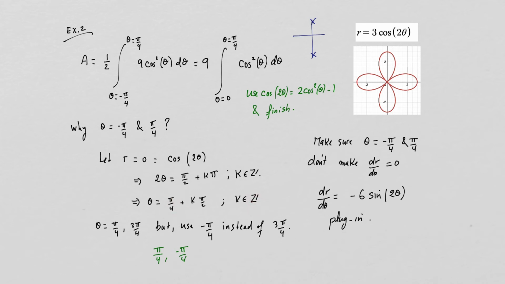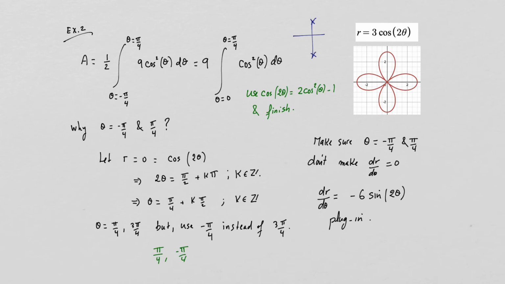Now, you could set up k to be -1. You get pi over 4 minus pi over 2, which is negative pi over 4. So that is essentially this. But when you put limits of integration, you don't want to use this one. You want to use that one, okay? So these are my 2 angles that we thought of earlier.